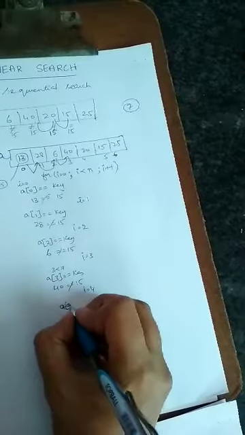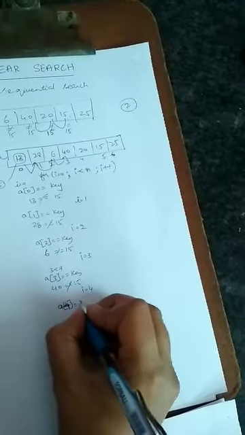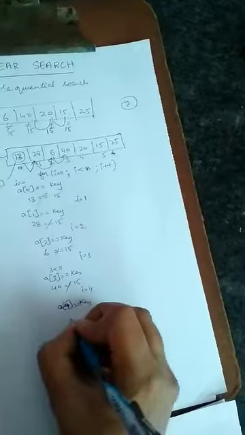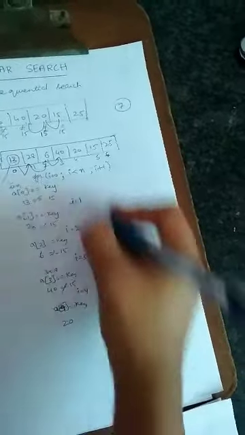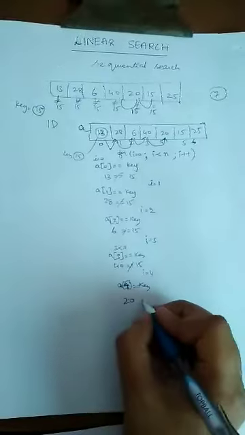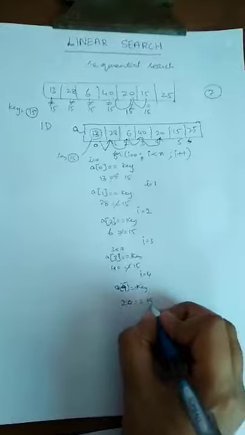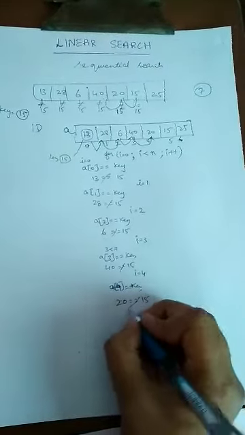Element, that is a of 4, I can tell. A of 4, whether it is equal to the key. A of 4 is what? 20. A of 4 is 20, right? So is 20 equal to 15? We have to compare. Now still it is not equal.